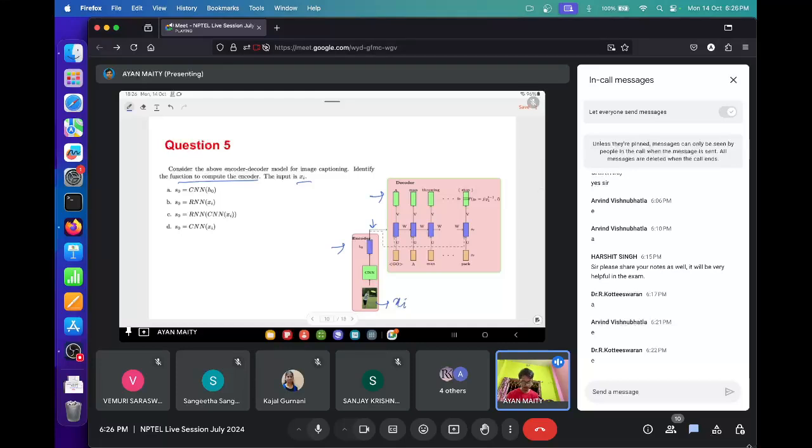So there are four options. We assume S0 is the output. Option A says S0 equals CNN of H0. Option B says S0 equals RNN of XI. Option C says S0 equals RNN of CNN of XI. Option D says S0 equals CNN of XI.